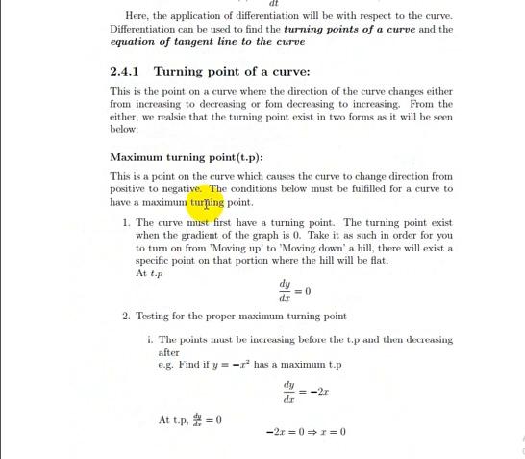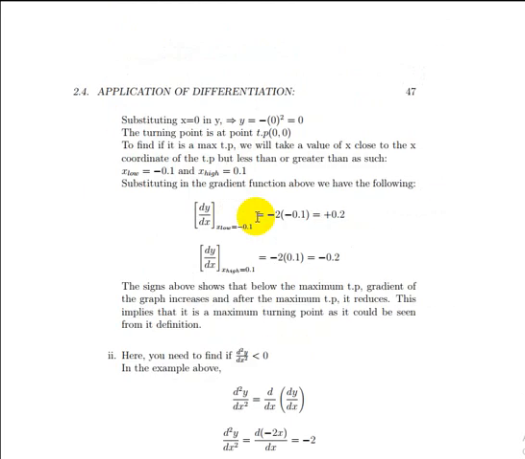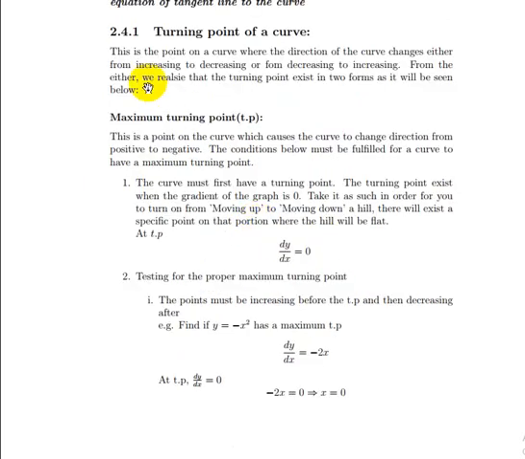Example, if I give you a curve for a mountain and I give you a curve for a downward plane, and I ask you to find which one has a peak and which one has a bottom peak. So how do you do it? It's by using the principle of turning point. In order for you to find if there is a maximum turning point, the first thing is to find if there is a turning point.